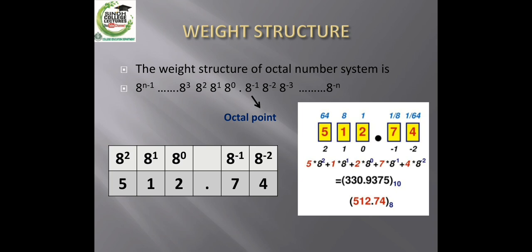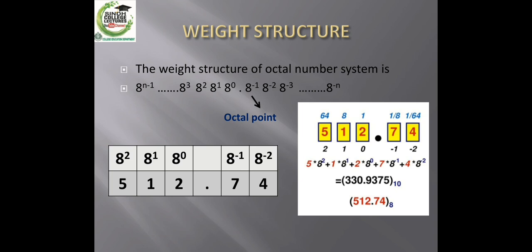This is the weight structure of the octal number system. The number just to the left of the point is a whole number. As we move left, every number place is 8 times bigger. The first is 8 power 0, then 8 power 1, which is equal to 8, then 8 power 2 equal to 64, then 8 power 3 equal to 512 and so on.